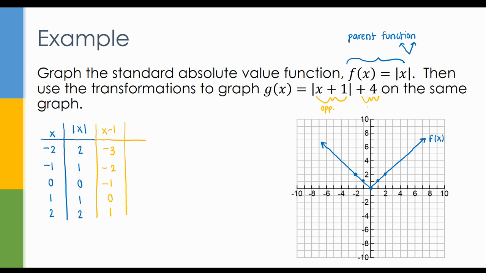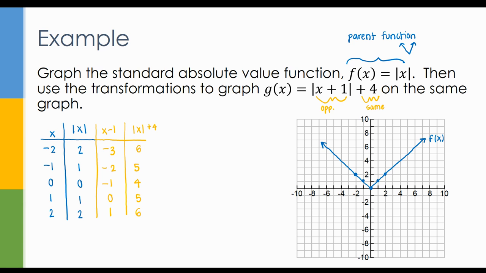When I have a number that is not connected to the x, I'm going to keep the sign the same because that's dealing with the vertical shifts. That's dealing with the absolute value of x, which is my y values. I am going to just add 4. So 2 plus 4 is 6. 1 plus 4 is 5. 0 plus 4 is 4. 1 plus 4 is 5. 2 plus 4 is 6.